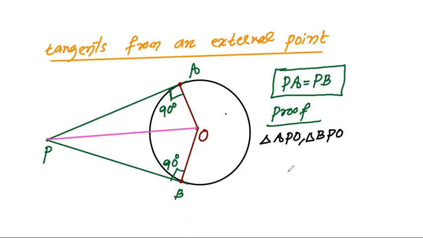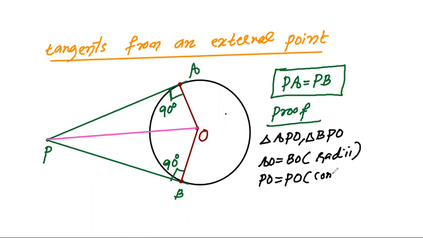Listen here. Whenever I'm considering both of those two triangles, I can see that length of AO and BO are equal because both are radii. And one more thing I can write, length of PO will be equal to PO because that side is a common side to both of the triangles. Again, I got angle A equal to 90 degree, angle B is equal to 90 degree.